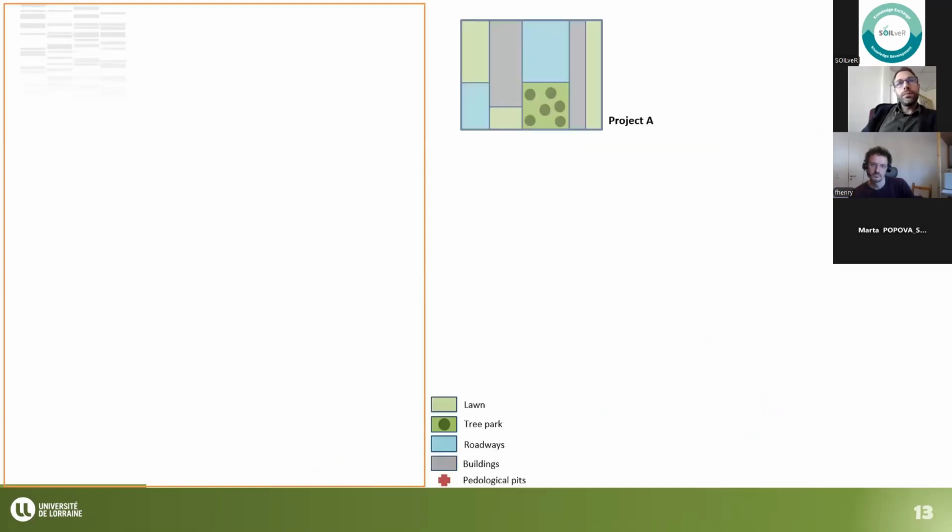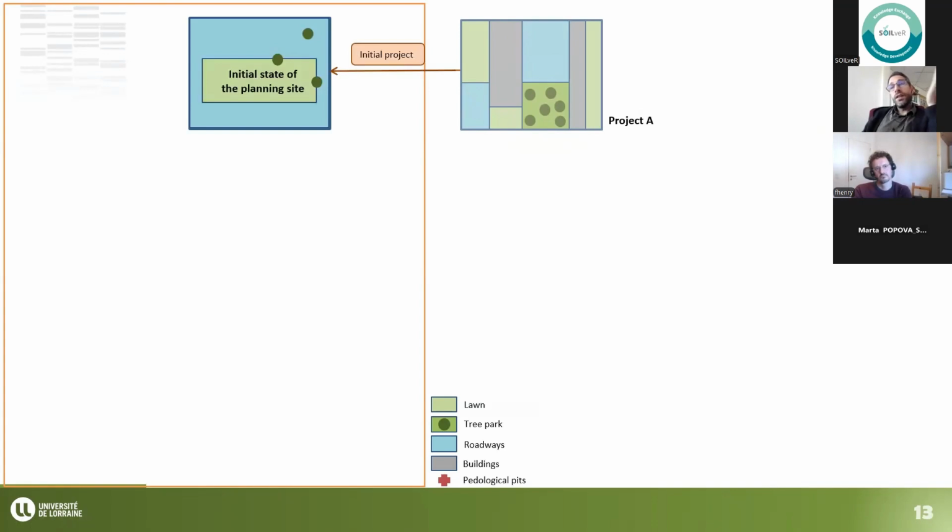Let's consider, at the scale of a site, an urban development project led by, let's say, an urbanist or an architect or landscape architect, which we would call Project A. Project A, in a very simple way, has some places dedicated to lawn or grassland, some places dedicated to roadways or parkways, some to buildings, and there is a tree park on it. This is a project.